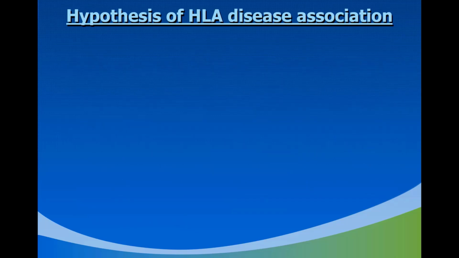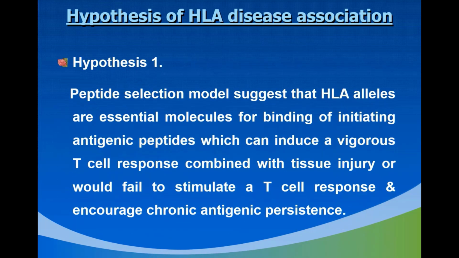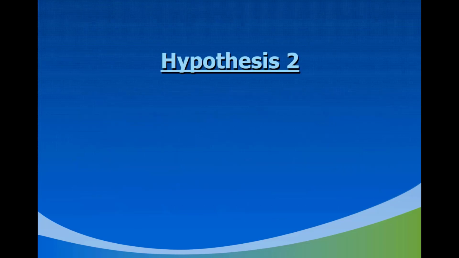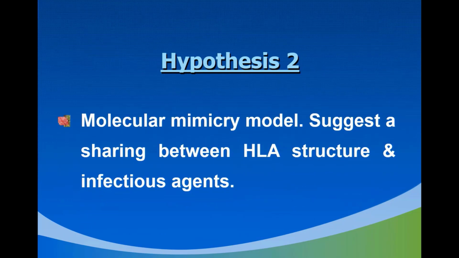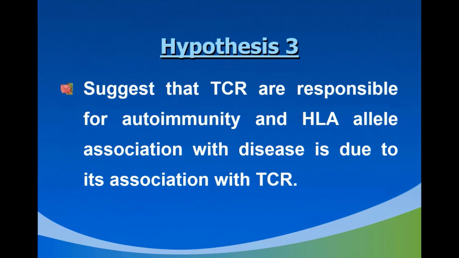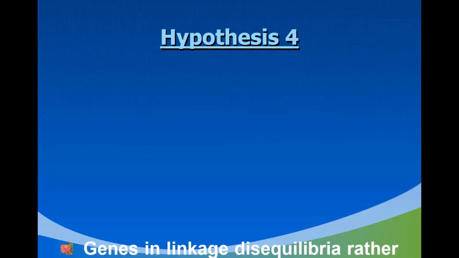Hypotheses of HLA disease association. Hypothesis 1, the peptide selection model, suggests that HLA alleles are essential molecules for binding of initiating antigenic peptides, which can induce a T-cell response combined with tissue injury or would fail to stimulate a T-cell response. Hypothesis 2, the molecular mimicry model, suggests a sharing between HLA structure and the infectious agent. Hypothesis 3 suggests that TCR are responsible for autoimmunity. The HLA allele associated with disease is due to its association with TCR.